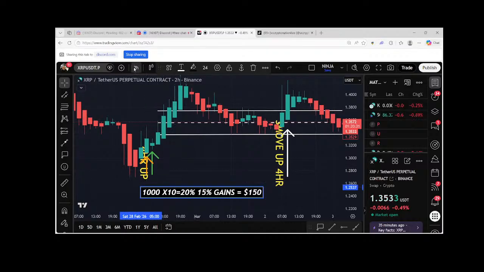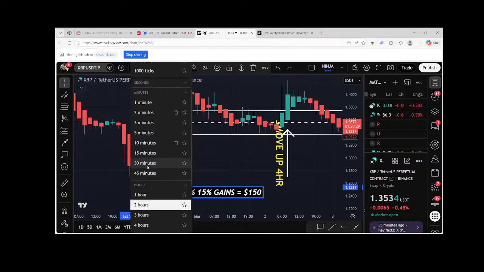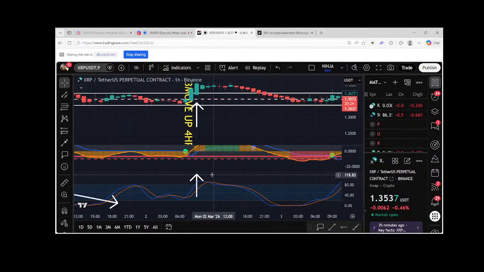So now all I have to do is slide over and say, okay, during this time this is happening, I can go to my 1 hour setting, right? And I can say, okay, we always have a rule. The rule is trade with the 1 hour.